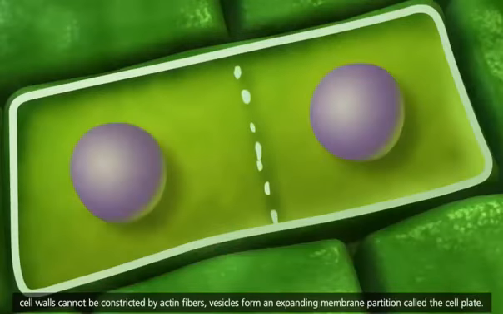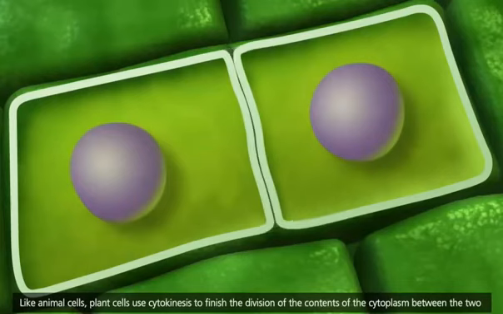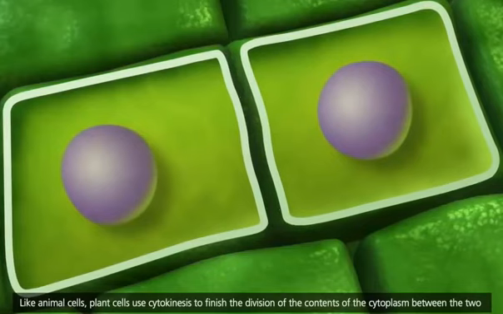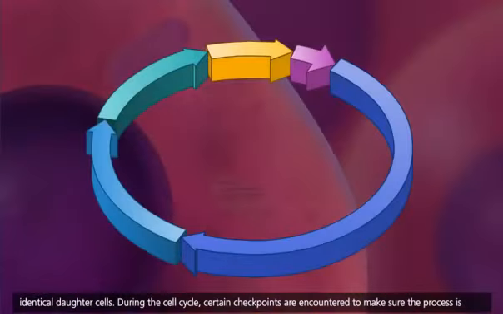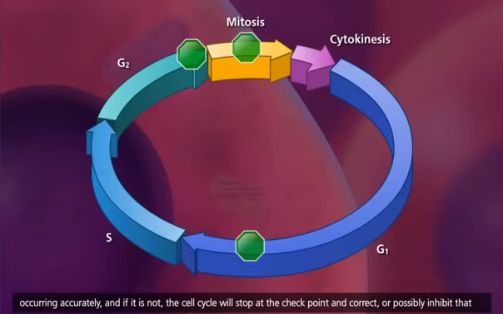Since plant cell walls cannot be constricted by actin fibers, vesicles form an expanding membrane partition called the cell plate. Like animal cells, plant cells use cytokinesis to finish the division of the contents of the cytoplasm between the two identical daughter cells. During the cell cycle, certain checkpoints are encountered to make sure the process is occurring accurately.